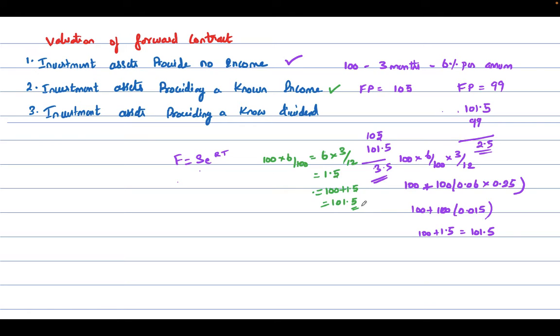Actually, this is an example, as we have three categories. If an investment asset is not providing any income, we will be calculating like this. It is just for an example. If you are going to get any income out of that asset, then we have to subtract it. I'll tell you.